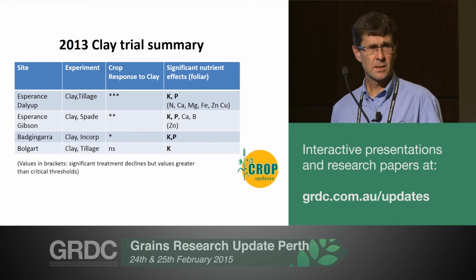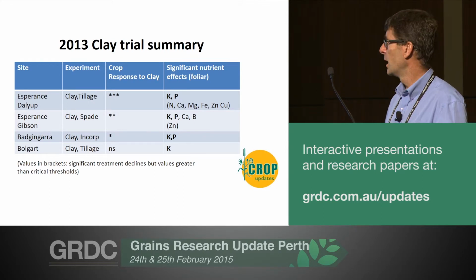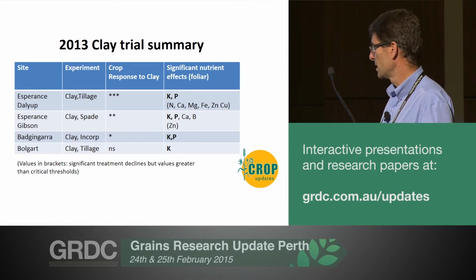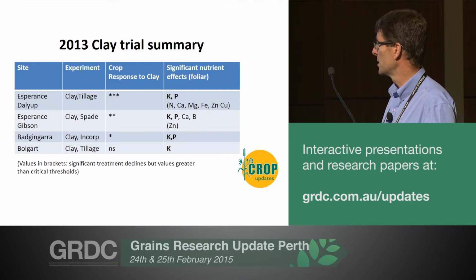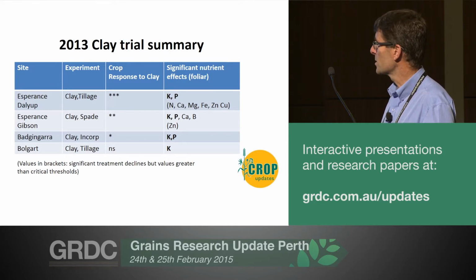Some of the work which Richard Bell and Stan Sochacki have been doing is actually measuring the nutrient levels in crops. We've been doing it at Esperance at 2 sites, one at the Dalyup site and also at Gibson, and then Badgingarra and Bulgart. The responses to clay in most of these sites have been highly significant, but the key thing which we're seeing in terms of nutrient effects across the board is just these increases, and this is foliar, of K and P within the tissue test, virtually at all the sites. At Bulgart it was just K, but virtually every other site it's both P and K.